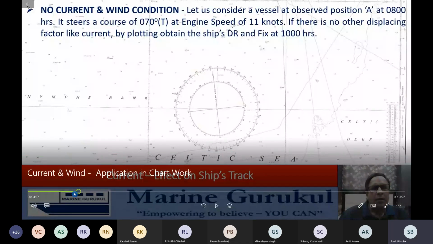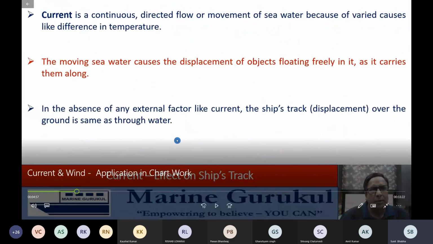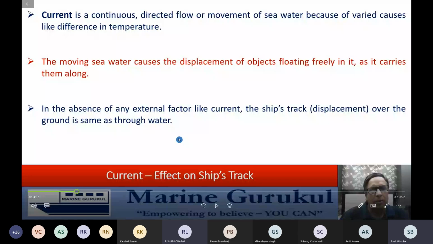So all clear up to here, beta? Any doubt in the mind? So can you open up the last? Yes, this one. I was noting it. Okay.